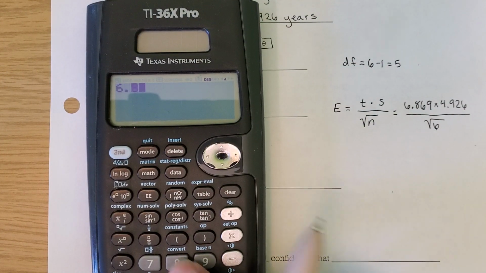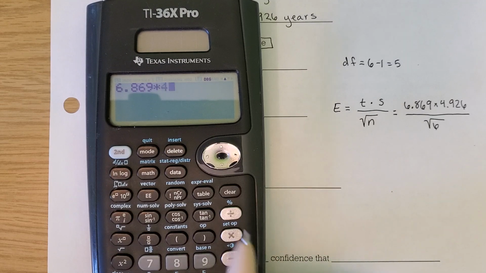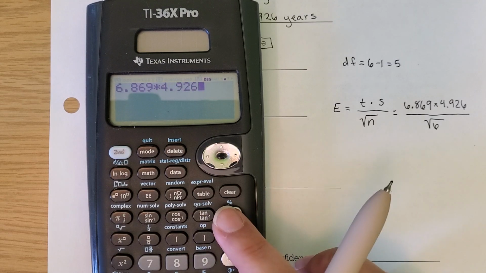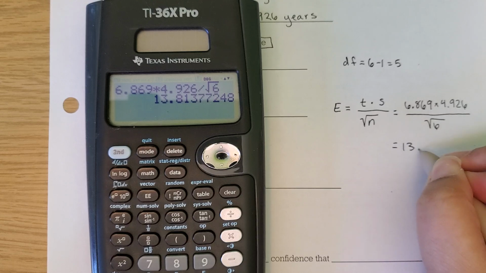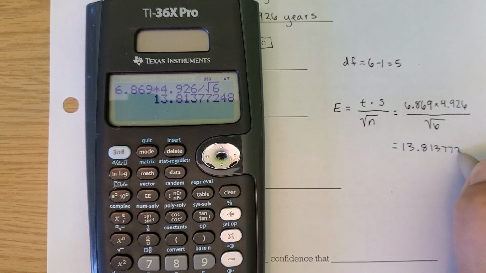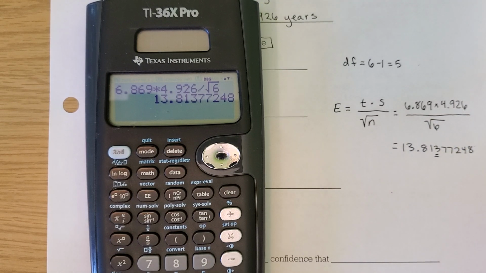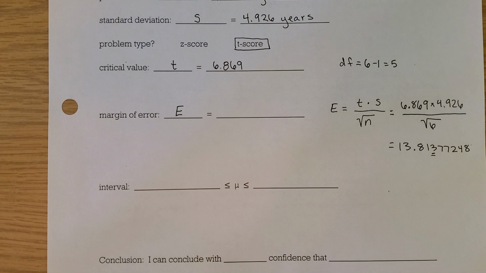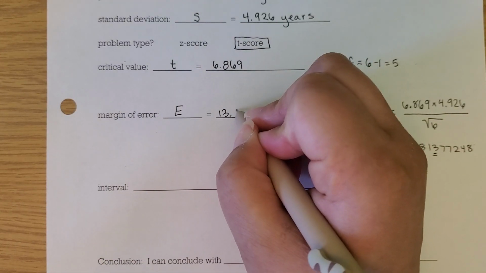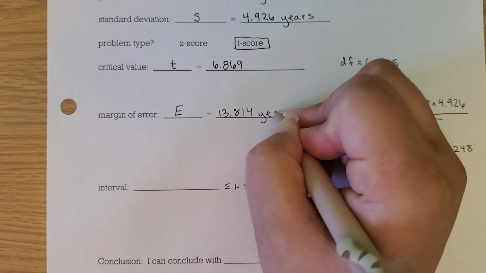So 6.869 times 4.926, divide that by the square root of 6, and we're going to get 13.81377248. Okay, so to the nearest thousandth, because this is still an interim value, the 7 makes the 3 go up. So we're going to get 13.814 years.